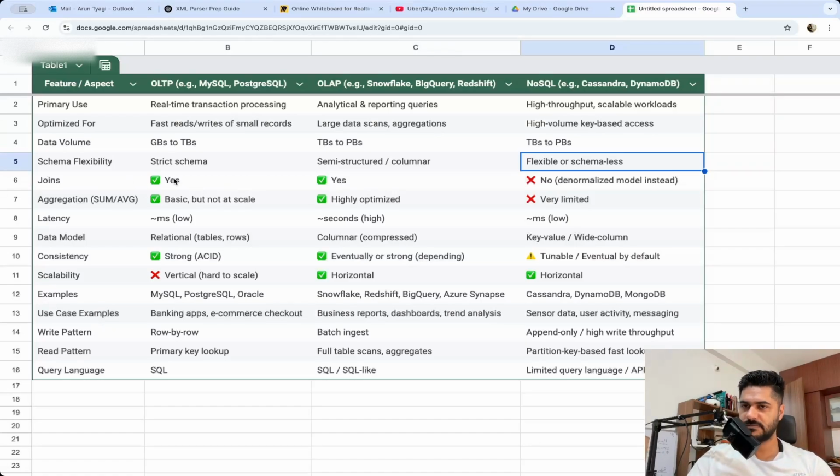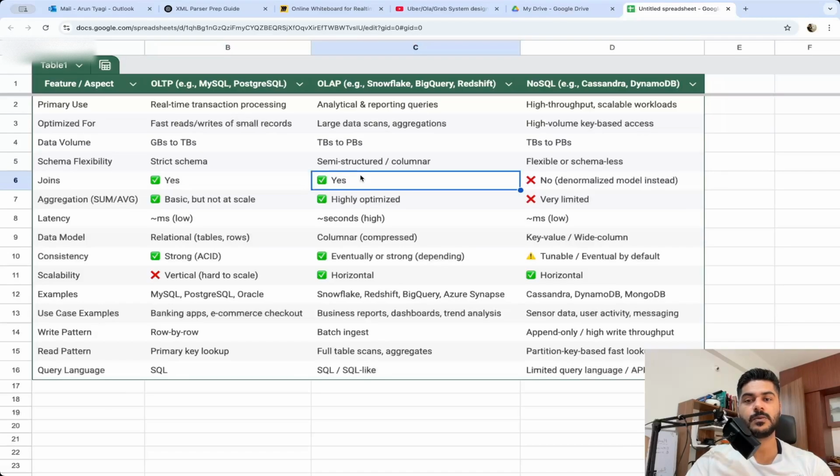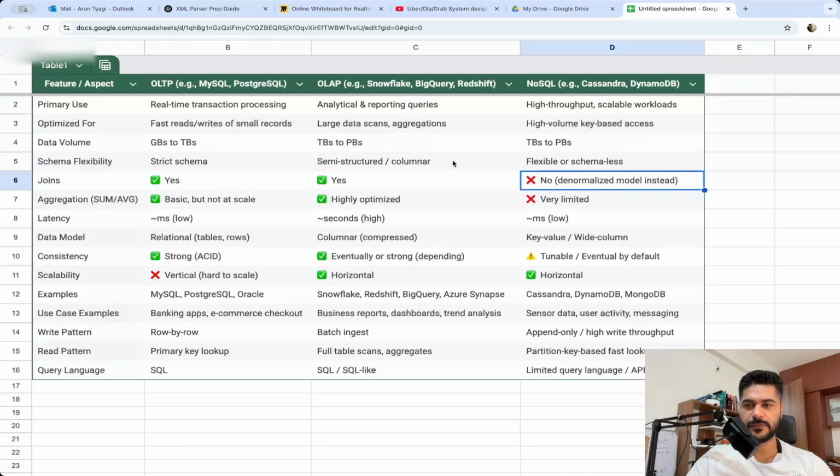Finally, joins. We know in transactional databases, in MySQL, joins work very well. In OLAP also, because this is like SQL-like query only. So there also joins will work and it will be able to perform. In NoSQL, definitely no. Right.